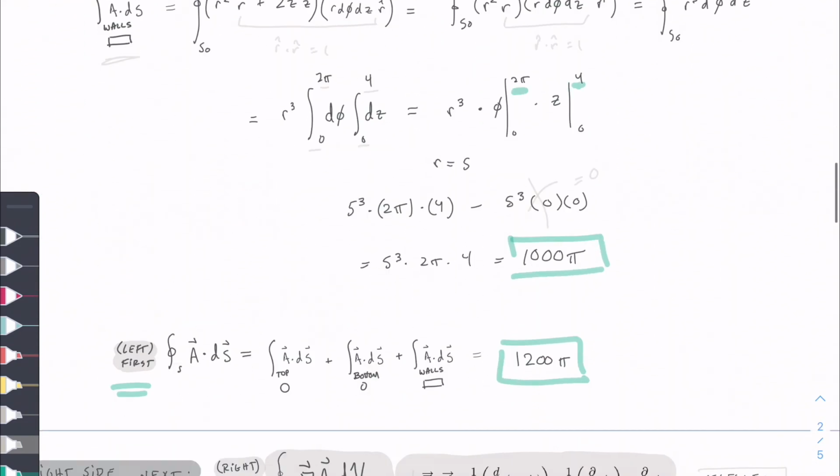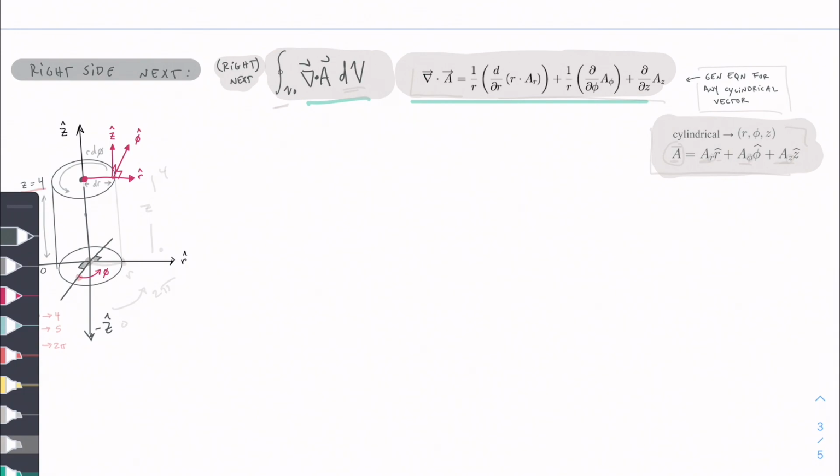For the del dot A, we're going to use a general equation. With this general equation, you can plug in your values from your cylindrical vector. This general equation is just for cylindrical coordinates. These will be different for the Cartesian, spherical, and cylindrical coordinate systems. This equation is just for the cylindrical coordinate system, so just keep that in mind. I'll throw in a cheat sheet with all of those.